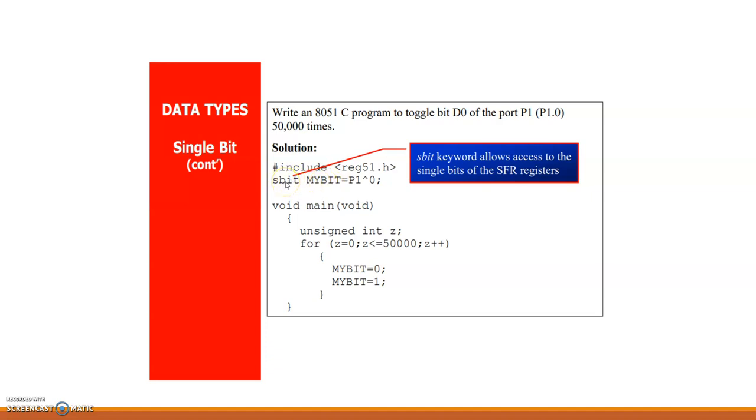sbit is the keyword used to represent a particular bit of a special function register. So sbit mybit is the name given to the 0th pin of port 1. Whenever we write mybit here, it means we are sending to the 0th bit of port 1. First we send 0 and next we send 1. So it toggles 50,000 times.